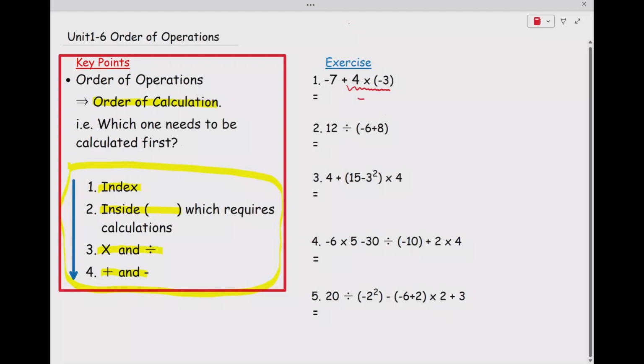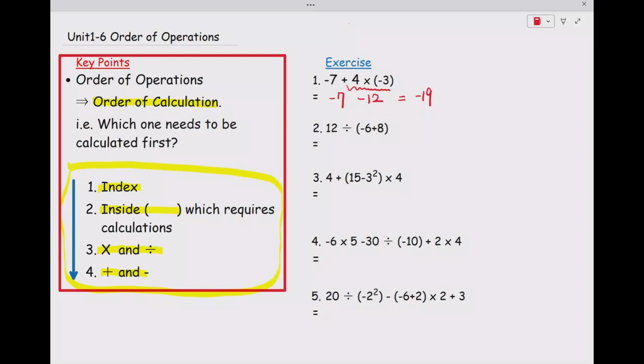And you get -12. And the original equation becomes -7 minus 12. There is no other multiplications or divisions, so we finally calculate additions or subtractions and you get -19.